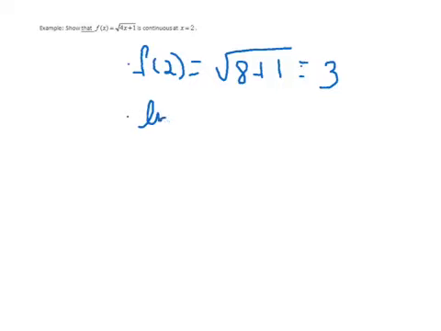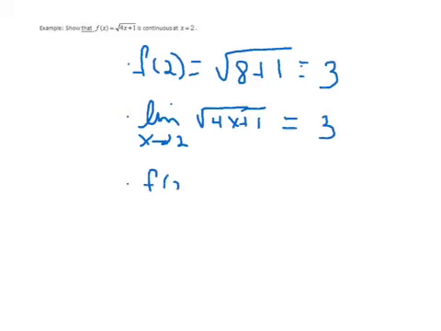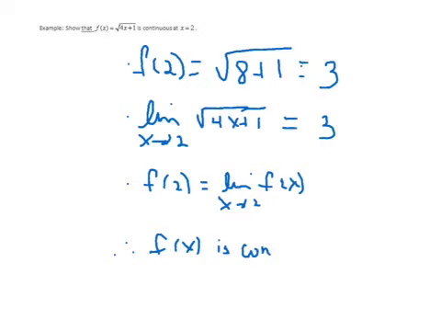Step 2 is we now need to take the limit as x approaches 2 of our square root of 4x plus 1. Since the square root of 4x plus 1 exists immediately to the right and to the left of 2, we can replace x with 2, and again we get 3. Since f at 2 does equal the limit as x approaches 2 of our function, we can say that f of x is continuous at 2.